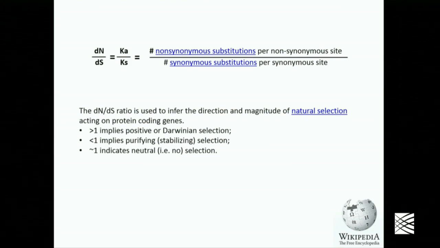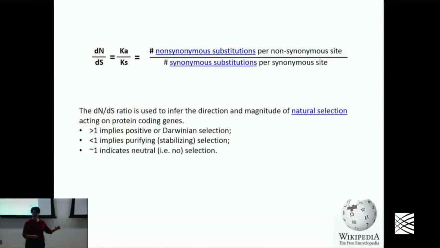also called KAKS, which is how many protein-altering mutations there are compared to how many synonymous mutations. So if you change a nucleotide in the coding region that doesn't change the protein, those should probably be neutral. But if they're protein-altering, that may be a sign of either positive or negative selection. So the number of non-synonymous substitutions per non-synonymous site over synonymous substitutions per synonymous site is this DNDS.